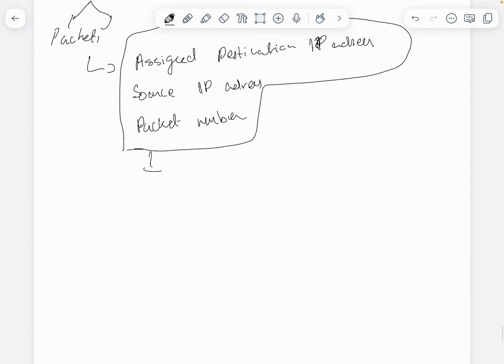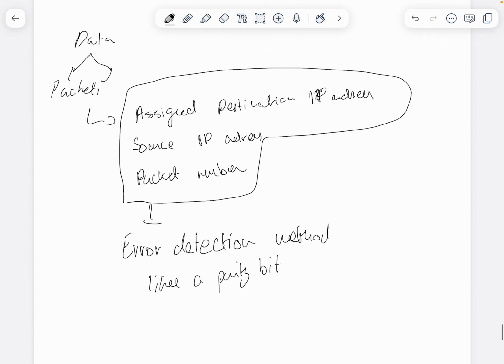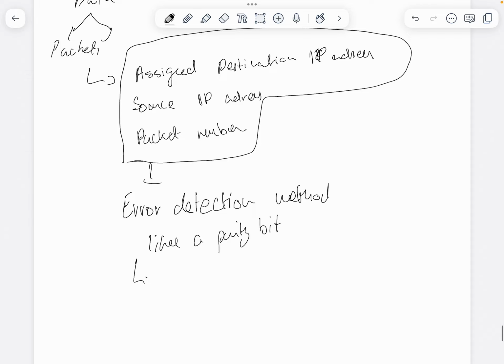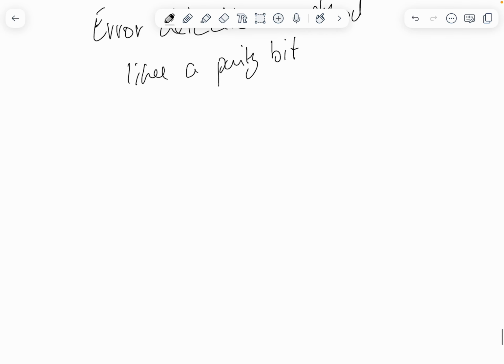Furthermore, it will also hold an error detector, an error detection method, like a parity bit. So after all these have been assigned, the packets are then actually sent, okay, via the internet and via routers.